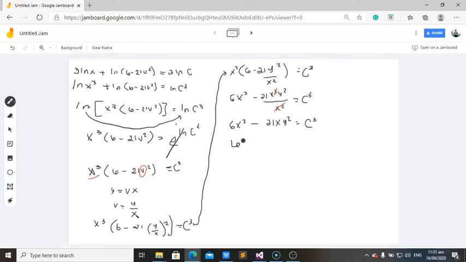So we just let c sub 1 be equal to c cubed. So therefore, we have 6x cubed minus 21xy squared equals c sub 1. Question, honey, may forever na ba o wala gyapon? Is this the general solution or not yet?